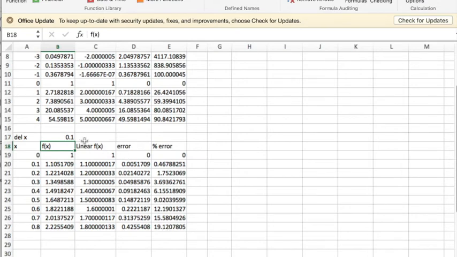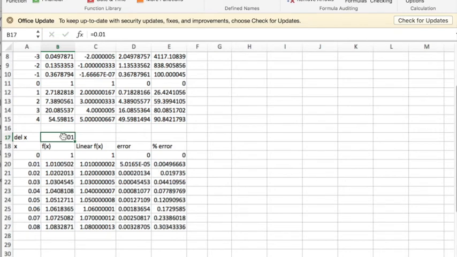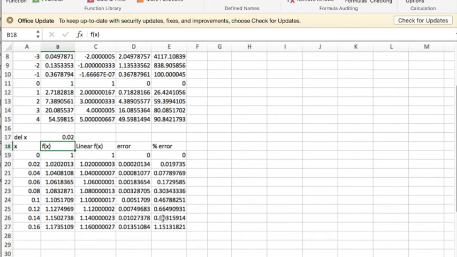I'm up to 19%, but it's in the right direction. I'm going to try 0.01. I'm down to 0.3% error, so I'm under 1% error. I'm going to look at 0.02, and what I can see is that up to 0.14, I'm under 1% error.